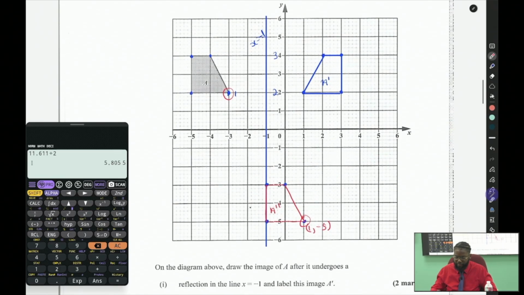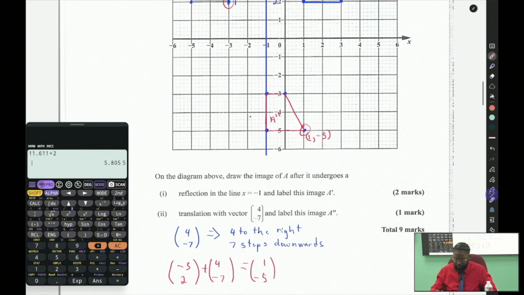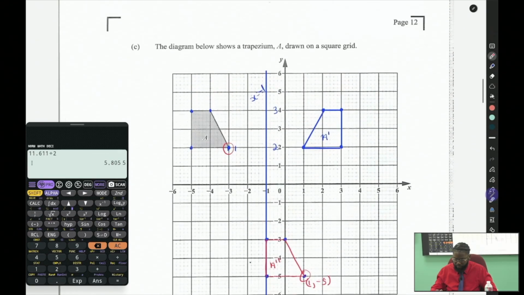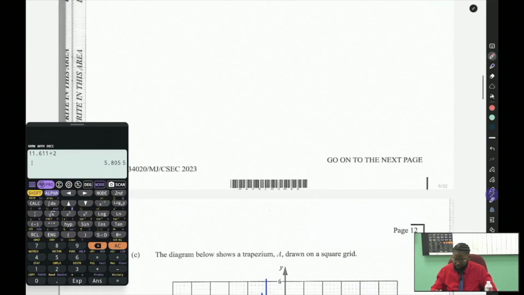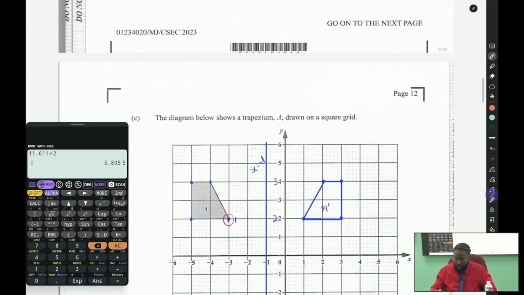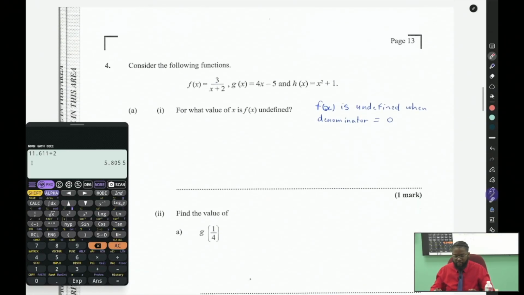All right. So let us continue. Question 4. Consider the following functions: 3 over x plus 2, which is f of x, 4x minus 5, which is g of x, and x squared plus 1, which is h of x.